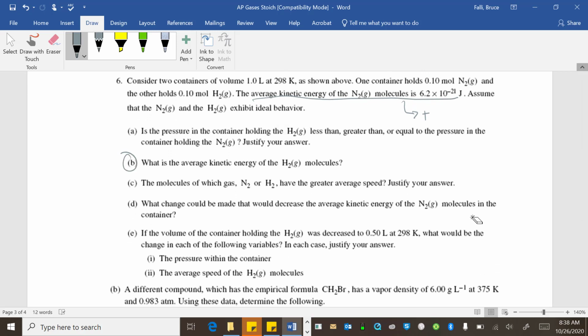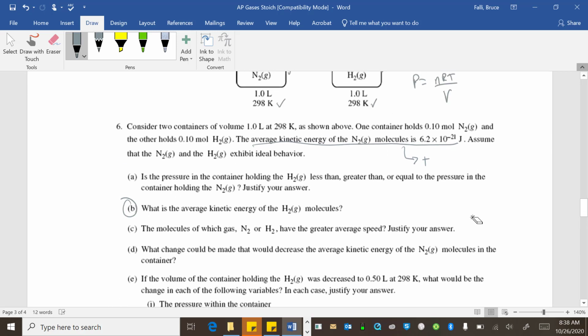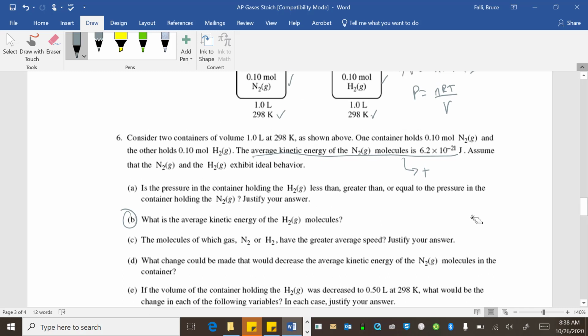Okay. What is the average kinetic energy of the H2 molecules? Okay. So realize the average kinetic energy is going to be the same, but I'm going to put a star on there because I know the speed is not.